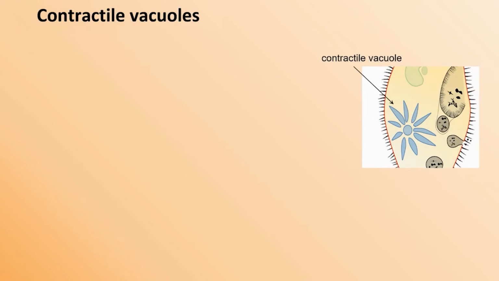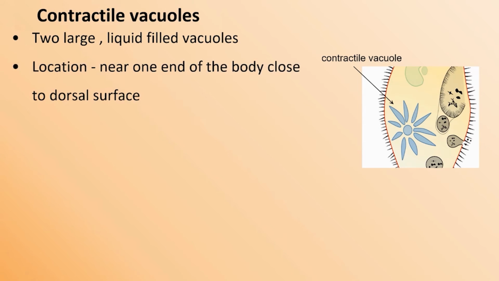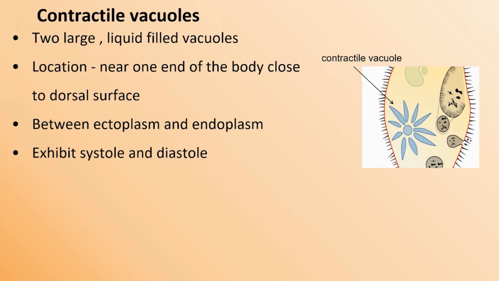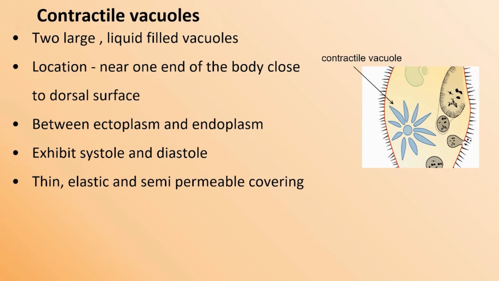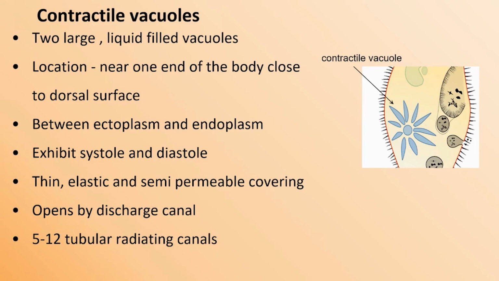Contractile vacuoles. There are 2 large contractile vacuoles, each situated near one end of the body close to the dorsal surface. Their position is fixed. They lie between the ectoplasm and endoplasm, but they are temporary organelles disappearing periodically. In some species, they appear to have a lining membrane, in which case they do not disappear entirely during systole.